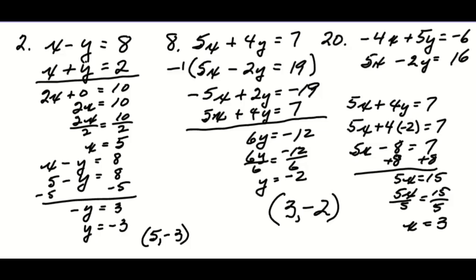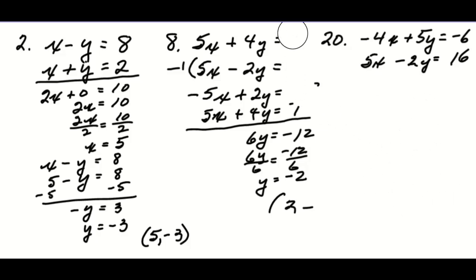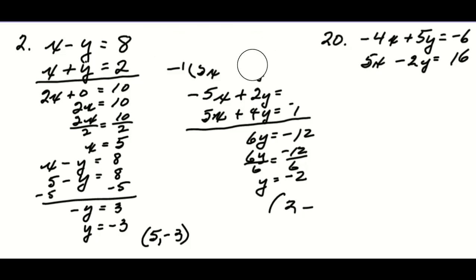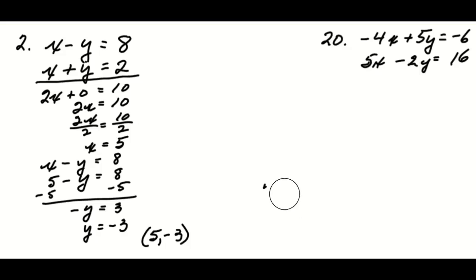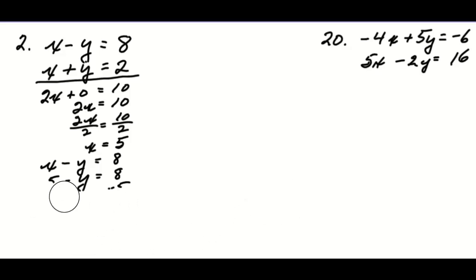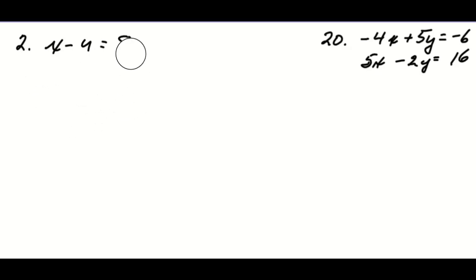What I'm going to do is erase all of the material we have so far, so I have a clean board for number 20. I've written number 20 clear over on the right-hand side, but I'm going to rewrite it in the middle because there's going to be a lot of steps with number 20. If you'll notice in number 20, we've got negative 4x plus 5y equals negative 6. And then we've got 5x minus 2y equals 16.